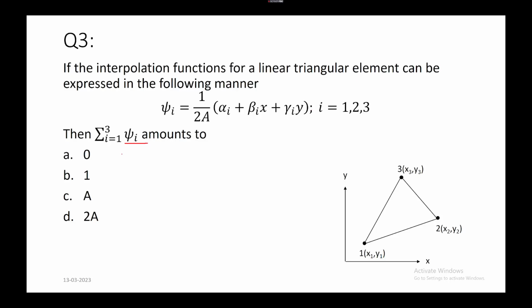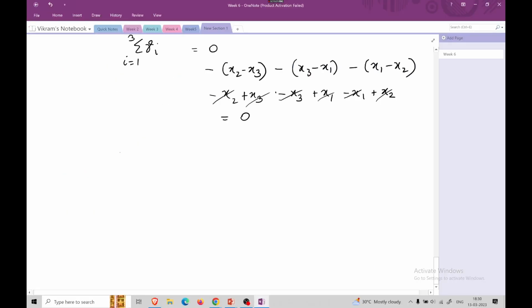So I'll give some time for you to solve. In parallel I will also keep solving. If you get the answer, please inform me in the middle. So we will try to solve this now.